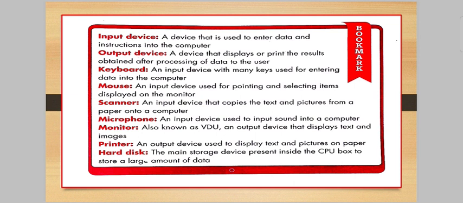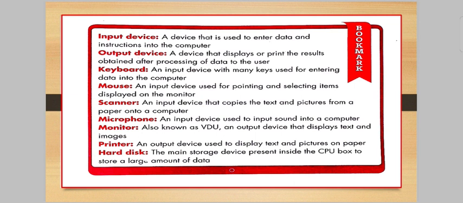There are different types of devices: keyboard, mouse, scanner, microphone, monitor. First is the keyboard, an input device with many keys used for entering data into the computer. Next is the mouse, an input device for pointing and selecting items displayed on the monitor. Next is the scanner, a device that copies text and pictures from paper onto a computer. Next is the microphone, which we use to input sound into a computer.